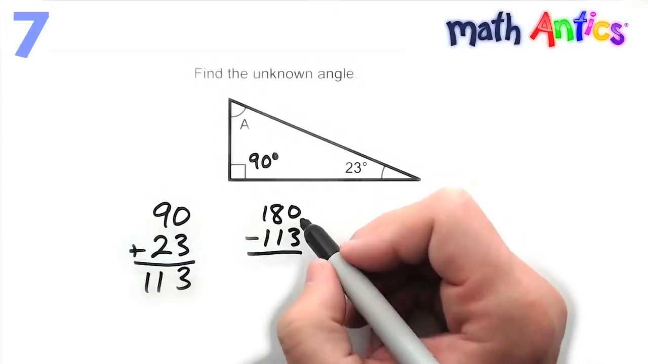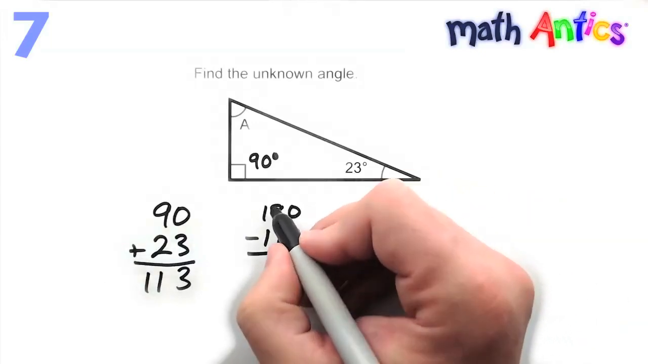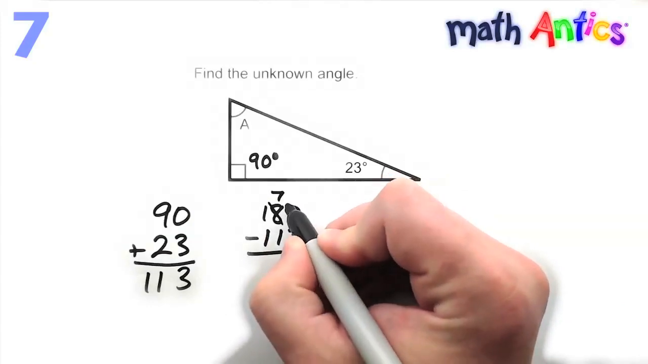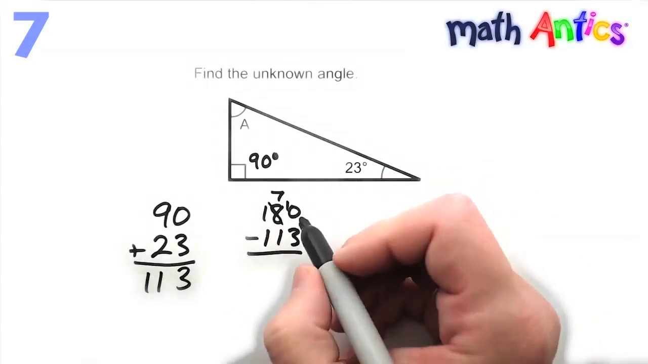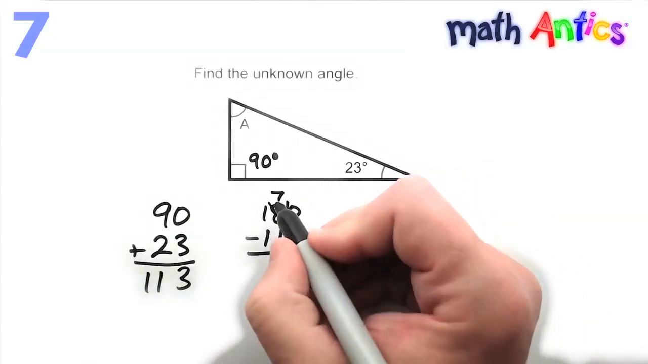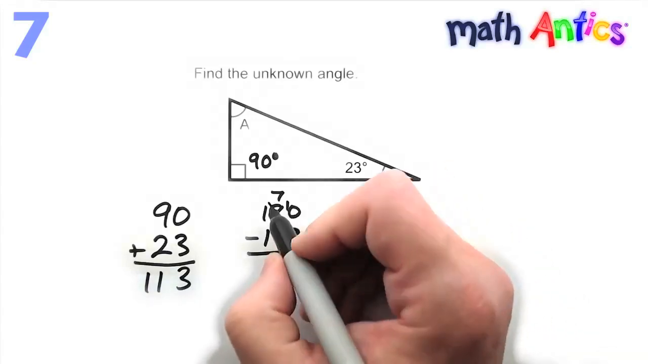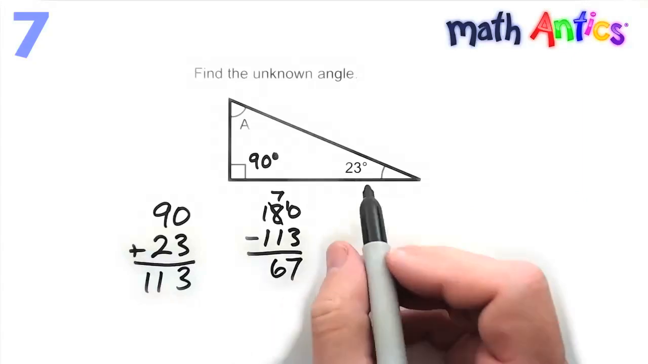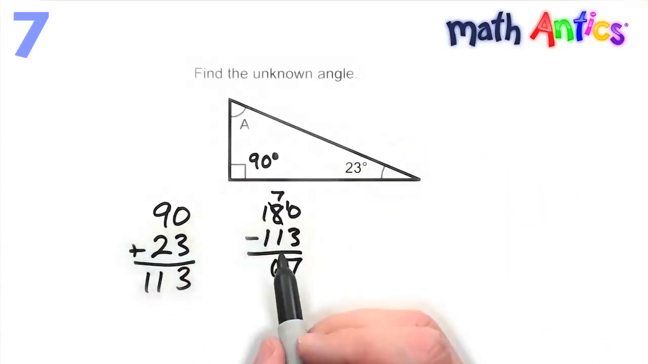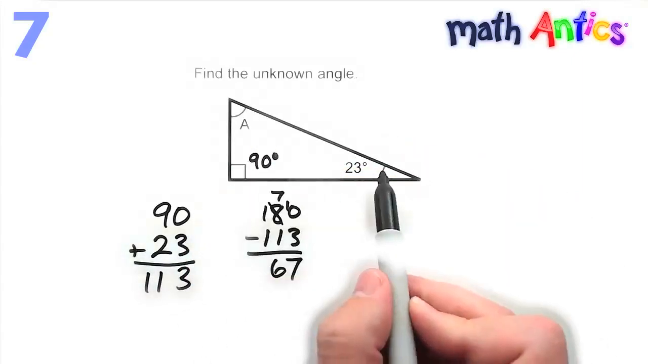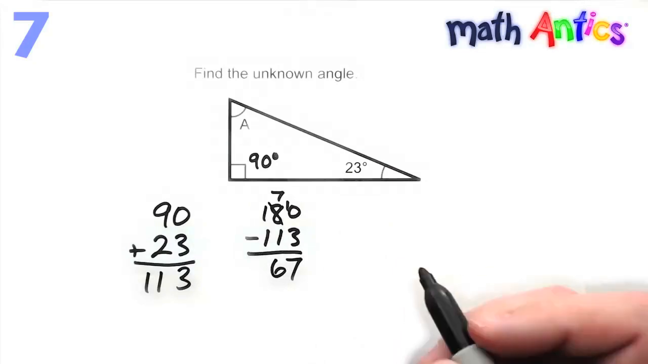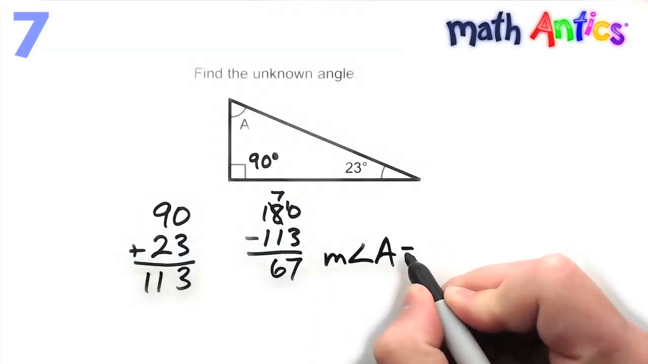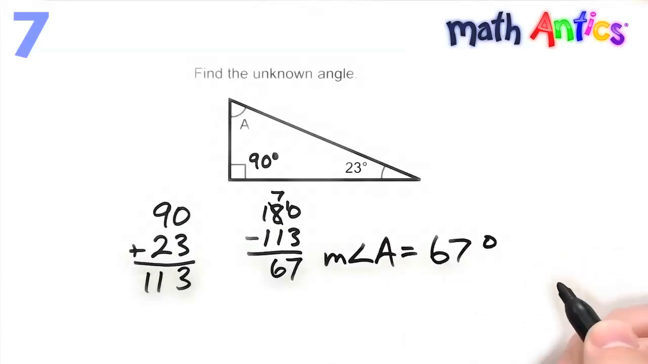All right, so 0 minus 3, we need to borrow a 1. So we borrow the 1 from there, put the 7 up there. So now we have 10 minus 3, that's 7. 7 minus 1 is 6. And then 1 minus 1 is 0. So 67 degrees is the measurement of angle A. That's what's left over when we subtract these two angles from 180. So we can write that out as the measure of angle A equals 67 degrees.